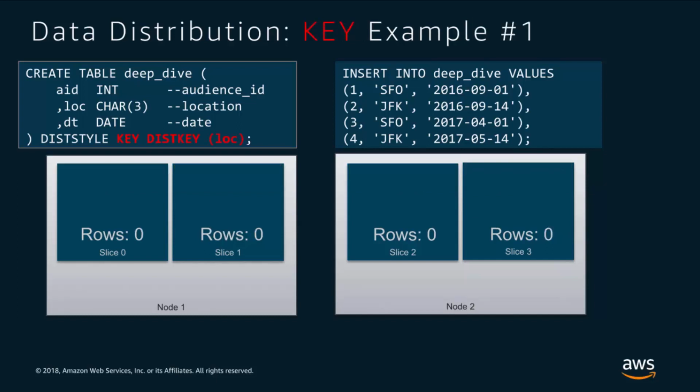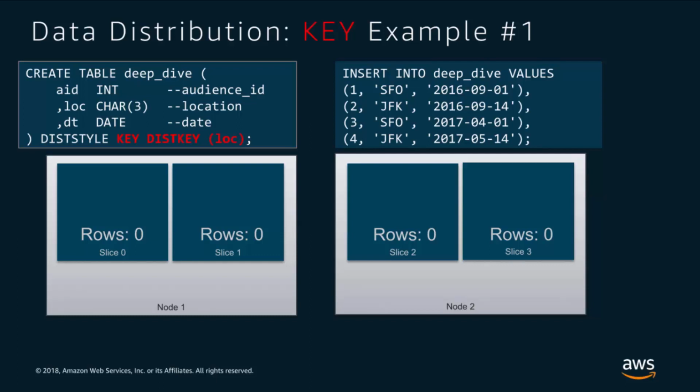Now in this second example, I'm going to pick a distribution key. In this case, I'm going to pick the location column here. The data represented in this column is SFO, JFK, SFO, and JFK. Those are the values associated with the location.